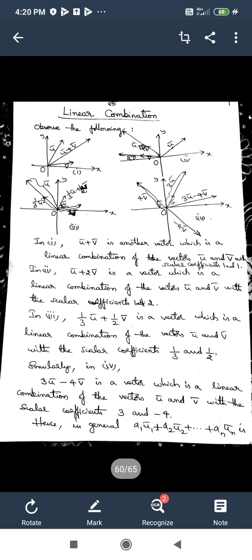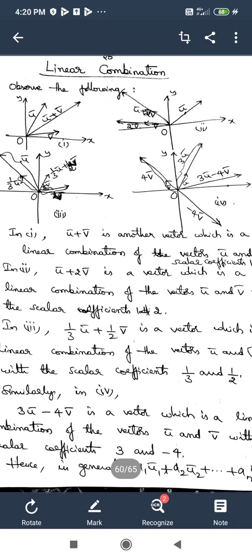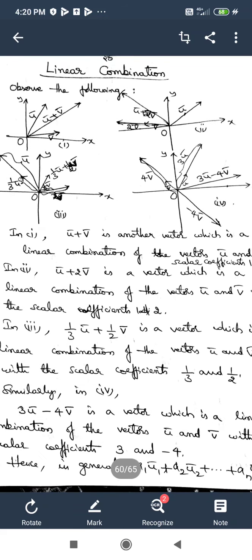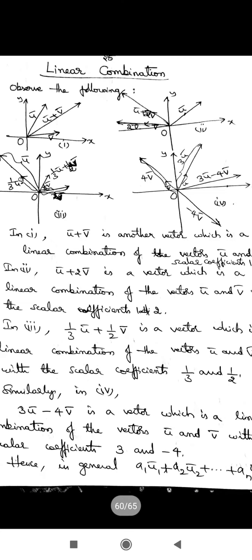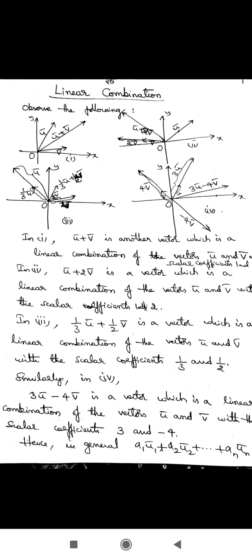And so understand this fourth example well. When there is a minus sign in between the vectors, that is 3u bar minus 4v bar, it is the resultant vector obtained by adding 3u bar and minus 4v bar. That is only obtained by adding itself. What are we adding? 3u bar vector plus minus 4v bar vector, and here the scalar coefficients are considered as 3 and minus 4.